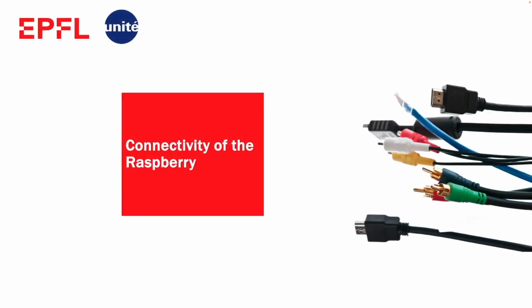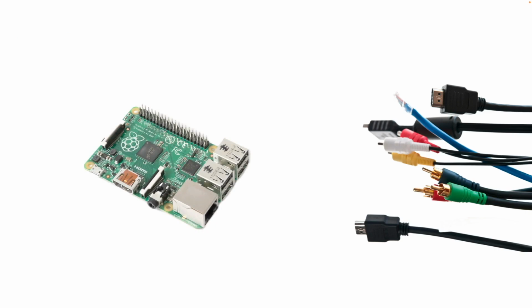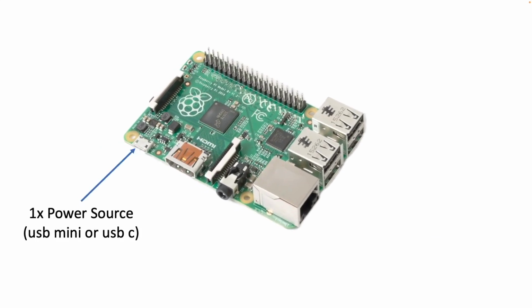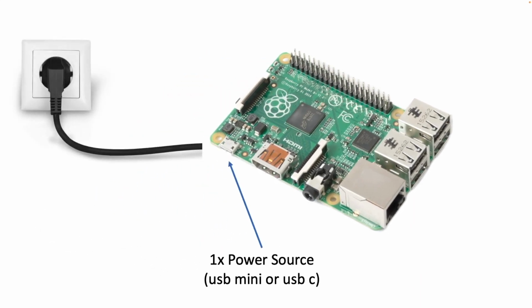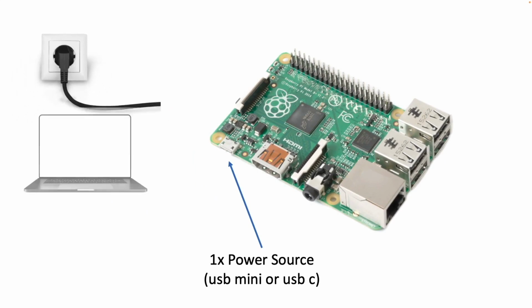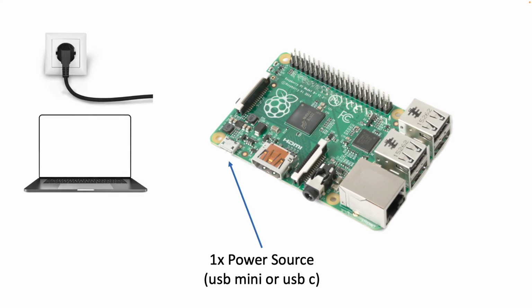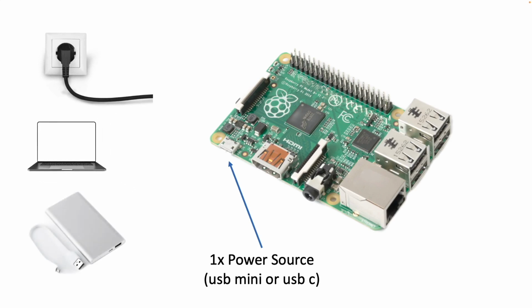Now that you have a better idea of the capabilities of the Raspberry, let's take a look at its connectivity. It can sometimes be overwhelming with all the cables and ports. So to better understand the connectivity, let's see them one by one. First, we have one power source, either USB Mini or USB-C. Like your mobile phone, you can connect it using a plug, through a computer with a USB port, or through a power bank.